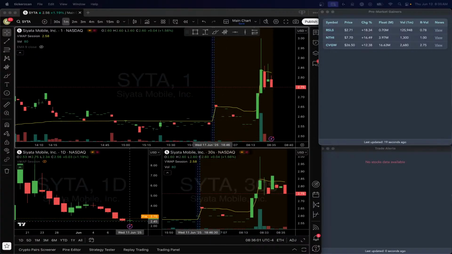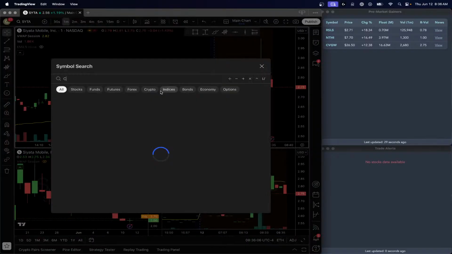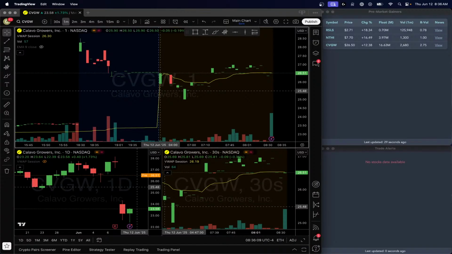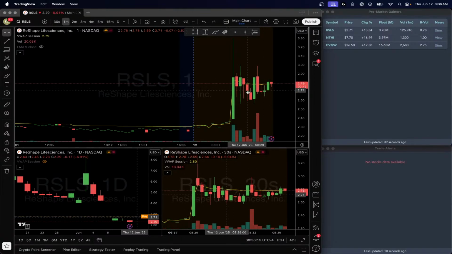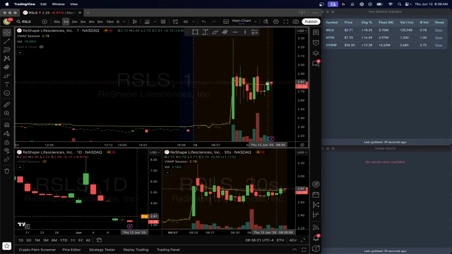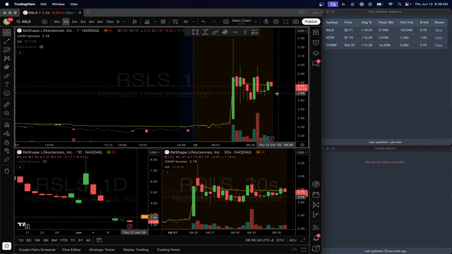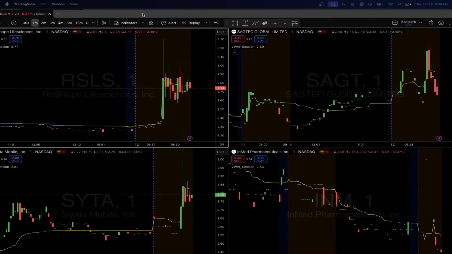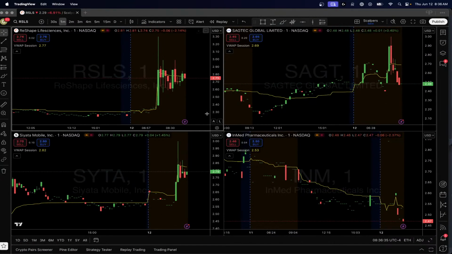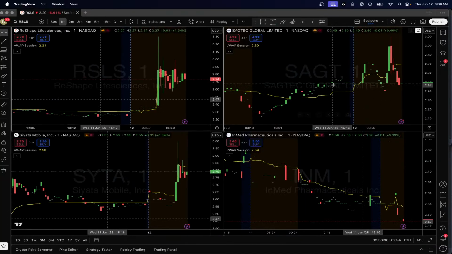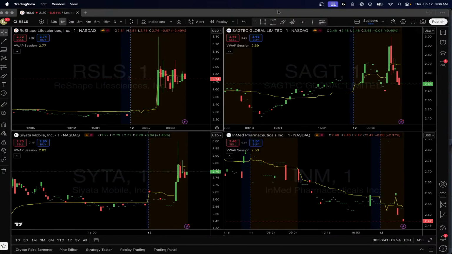We got RSLS, it looks like it could be moving. CVGW, no, nothing there. RSLS. As you can see here, it's consolidating. Volume's not there though. We need a pop up and a pullback for it to really be good. Here on my other screen, as you can see, I have these 4 here. RSLS, SAGT, SYTA. I'm just keeping an eye on them.